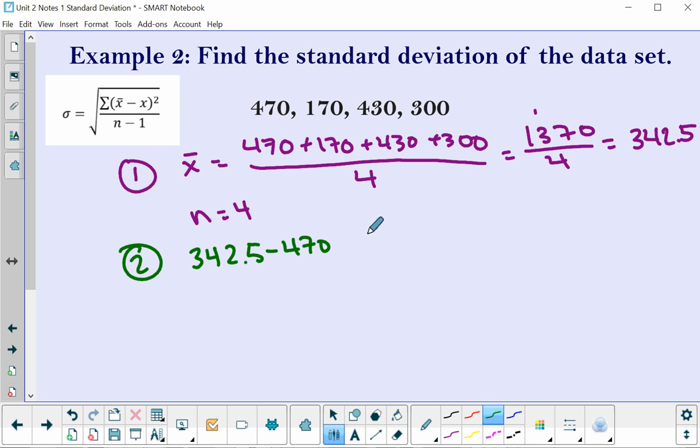So 342.5 minus 170, 342.5 minus 430, and 342.5 minus 300. All right, so let's subtract all those. 342.5 minus 470. I get negative 127.5.